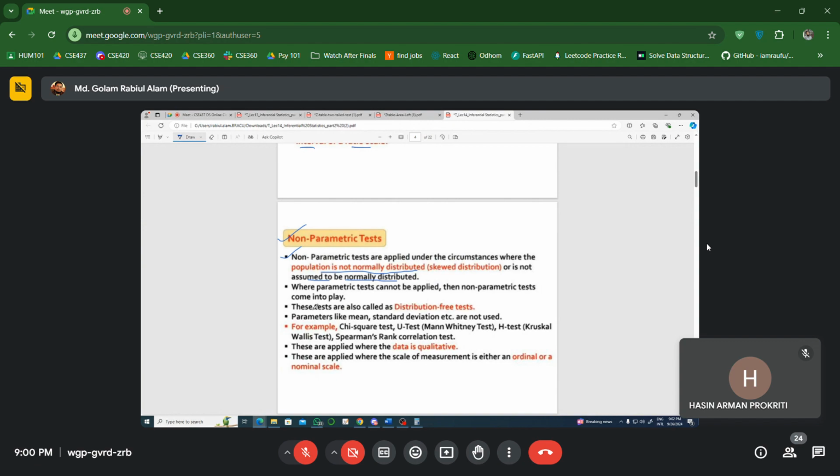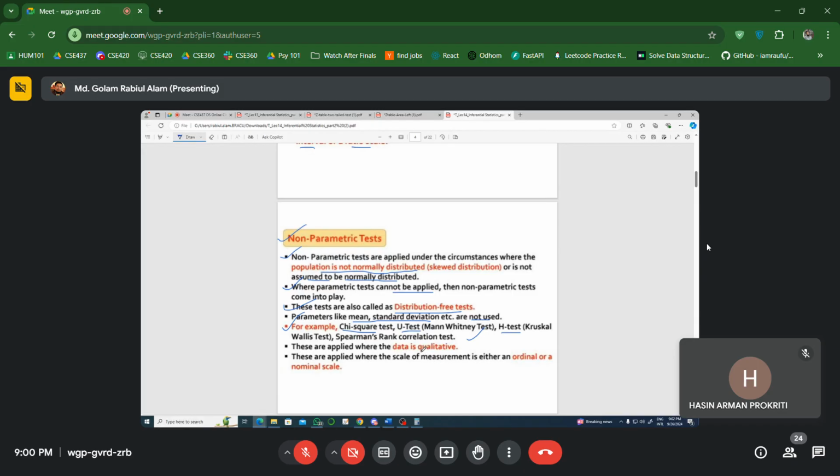For the non-parametric test, the second thing is that where you cannot apply the parametric test, you have to think about the non-parametric test. Therefore, this non-parametric test is also called the distribution-free test. That means maybe you cannot fit your data to any distribution, such as beta distribution or others. So parameters like mean and standard deviation are not used in this case. Some examples of non-parametric tests are the chi-square test, the Mann-Whitney U test, the Kruskal-Wallis H test, and Spearman's rank correlation test.